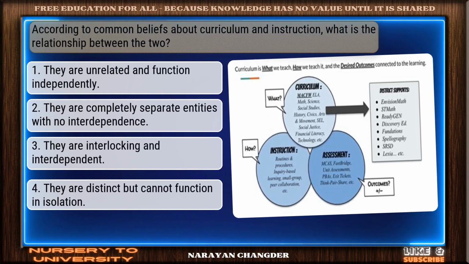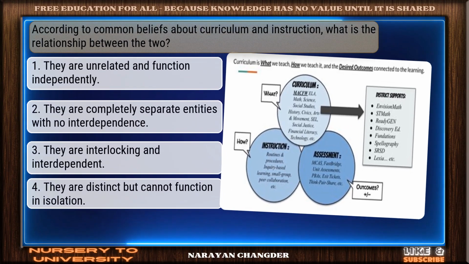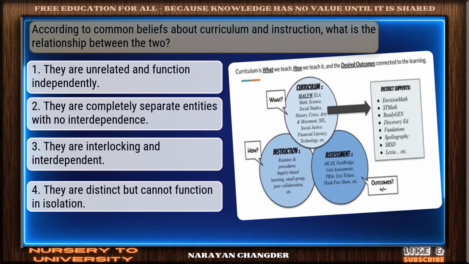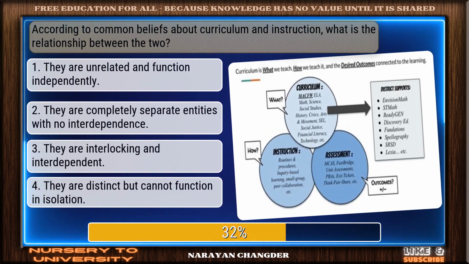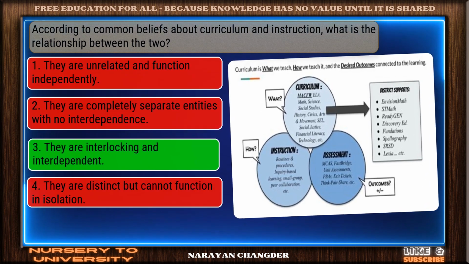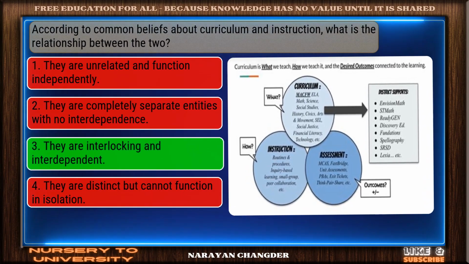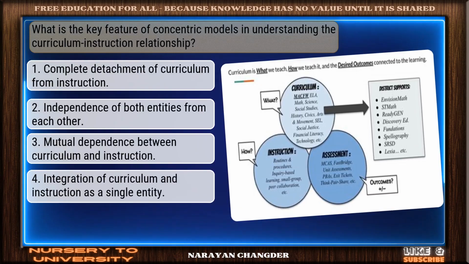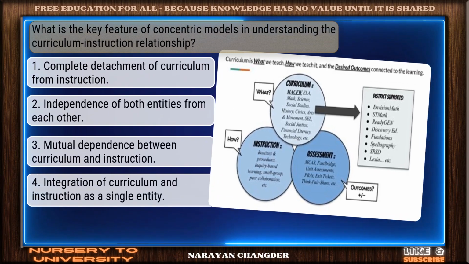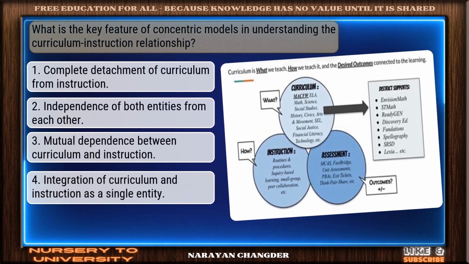According to common beliefs about curriculum and instruction, what is the relationship between the two? Valid point. They are interlocking and interdependent is true. What is the key feature of concentric models in understanding the curriculum instruction relationship?